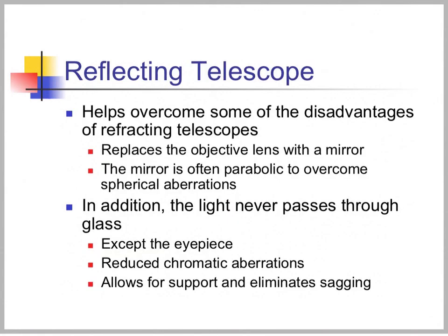A reflecting telescope helps overcome some of those disadvantages. We replace the objective lens with a mirror, and the mirror is often parabolic to overcome spherical aberrations. In addition, the light never passes through glass except at the eyepiece. That reduces chromatic aberrations and allows us to support the mirror and eliminates all the sagging.